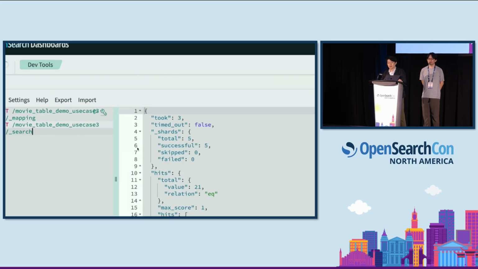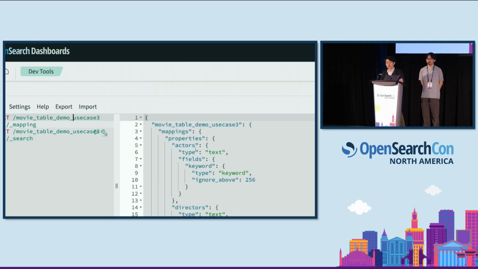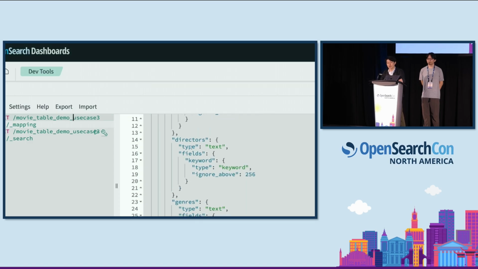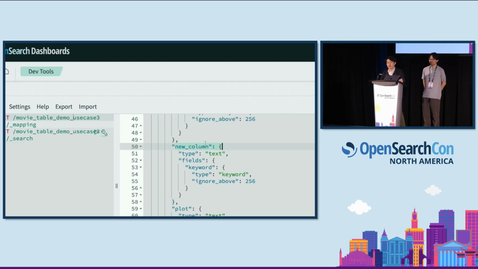So here, we can see the document count is changed to 21. So two documents are added. And in the mapping, a new column field is added here. So in this demo, I showed you how to sync the schema dynamically through Iceberg tables.